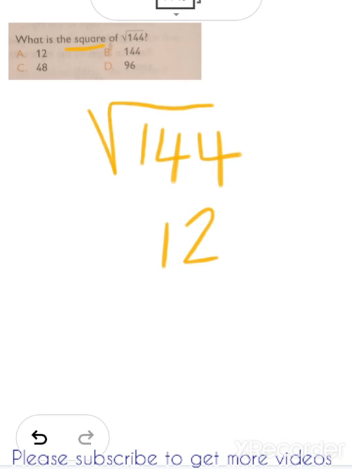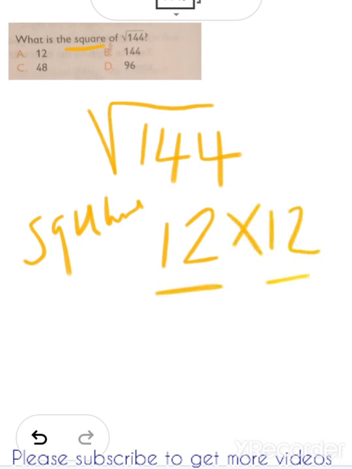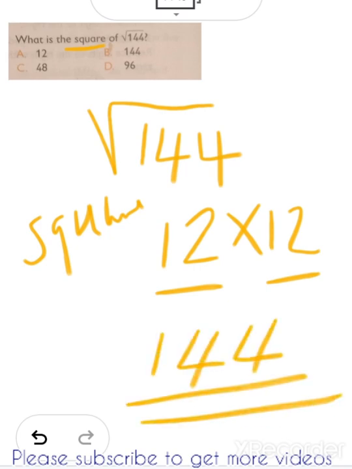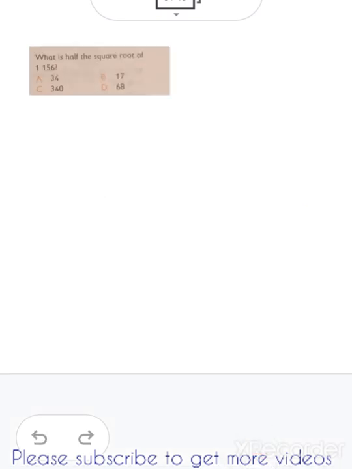Then now get the square. A square means you multiply the number by itself. So it is 12 times 12. Our answer becomes 144. That is the answer. Remember, the keyword is square. What is the square of the square root of 144? So you must get the square root of 144 first, you get 12. Then you get the square of 12, which is 12 times 12, you get 144.